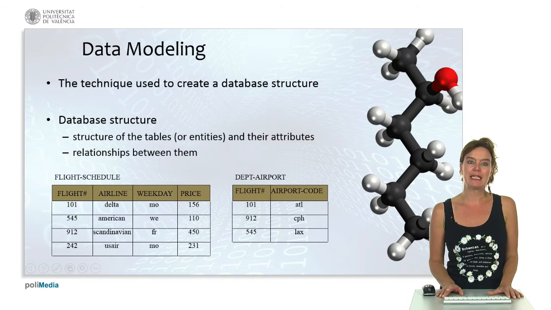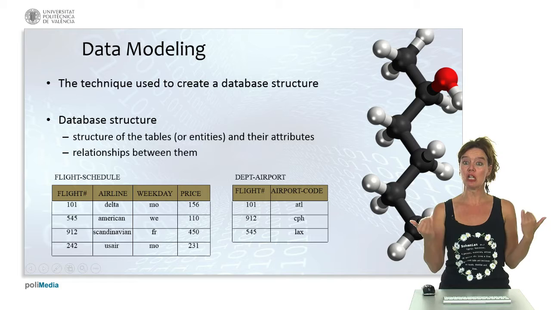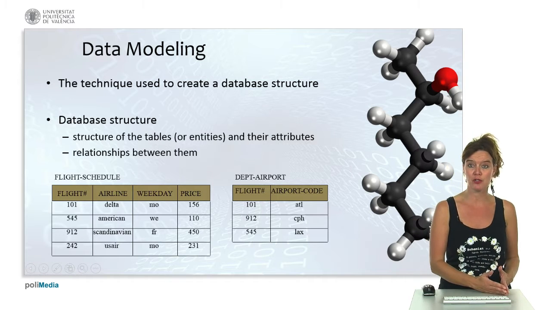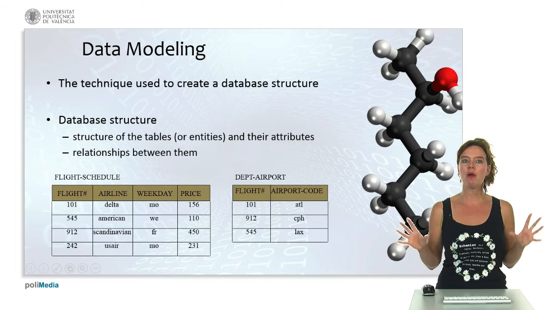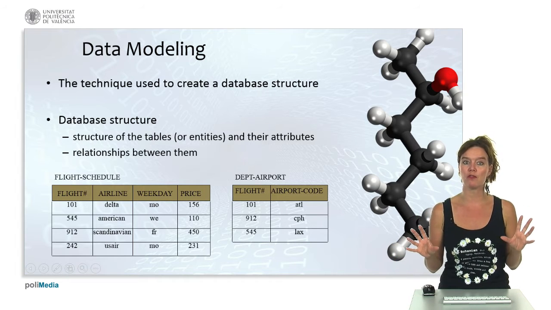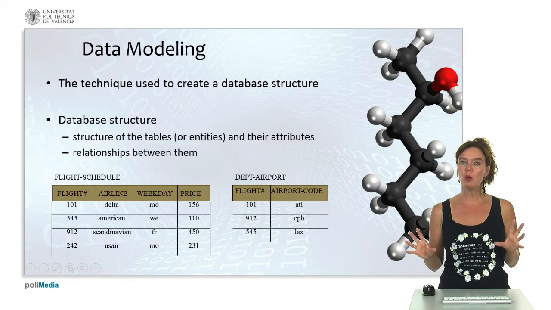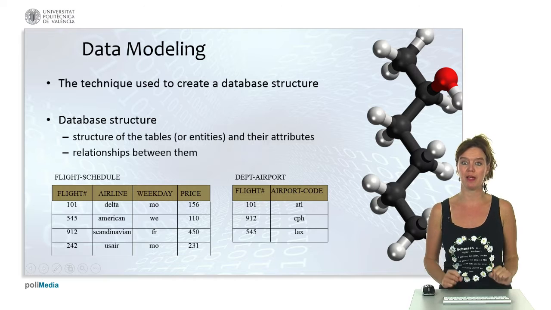Data modeling is a technique that you use to create a database structure. So imagine that you know you're going to have a lot of data about flight schedules, airports, departures, and customers, for example. So you have to think, how am I going to store this data? What will be the structure of the tables that contain this data? So what will be the fields or the attributes? And what is the relationship between them?